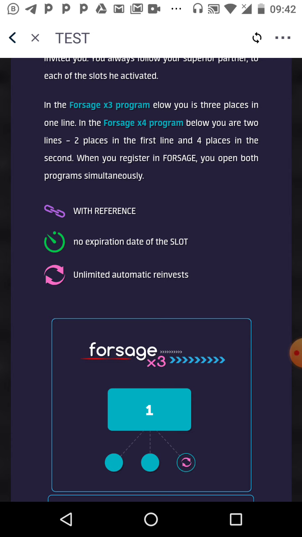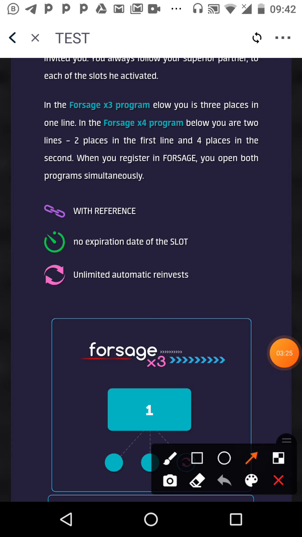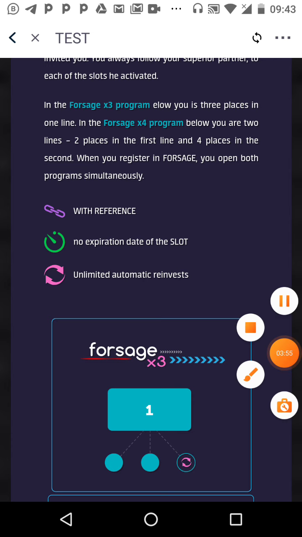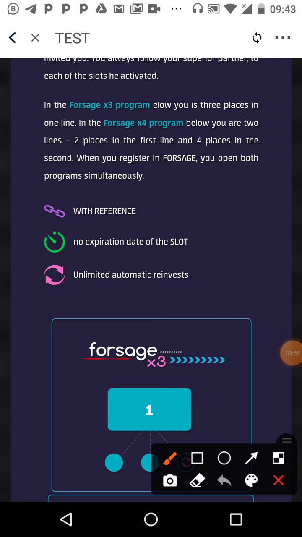I'm going to talk about these links, and these links. This means without referrer. The first one shows that it is with referrer. So whenever you see links like this, it shows you with referrer. The second is no expiration date of slots. That shows that this slot does not have any expiration date. And the third one, which is the reinvestment, takes you back into the system. Unlimited automatic reinvest. This is what this is all about.